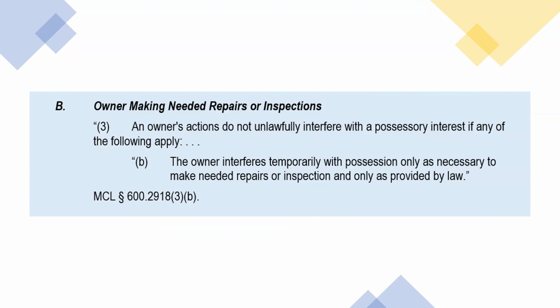Another defense to an anti-lockout violation is that the owner is making needed repairs or inspections. Subsection 3, owner's actions do not unlawfully interfere with possessory interest. If the owner interferes with possession only as necessary to make needed repairs or inspection, and it is provided by law, right? People don't like the owner, right? Landlord coming into the unit, they have some limited right to do it, to make sure everything is fine, do required inspections or make needed repairs.